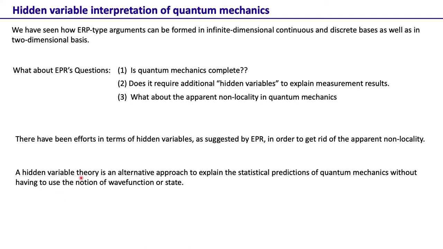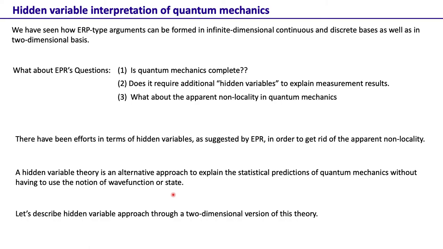This hidden variable is just an alternative approach to find a theory that is able to explain all the predictions of quantum mechanics, or all the measurement results that we see, but without having to use the notion of wave function or state or entanglement. This was the effort. We have seen that the EPR argument can be constructed for infinite dimensional, continuous, discrete, as well as two dimensional bases. So of course, a hidden variable theory can be worked out for infinite dimensional bases as well as for two dimensional bases.